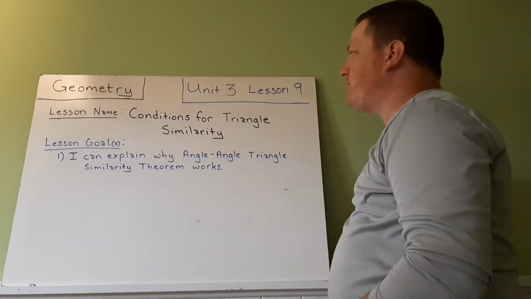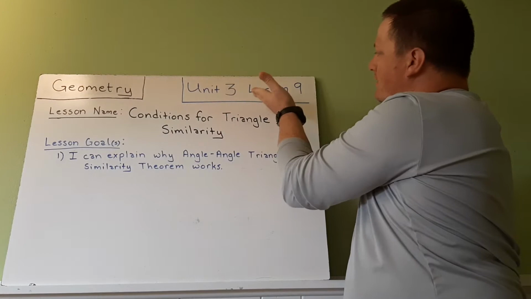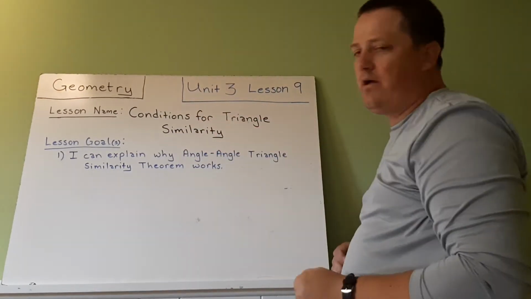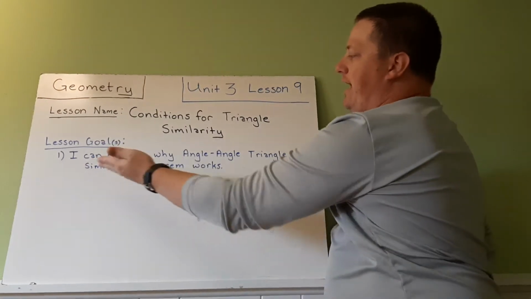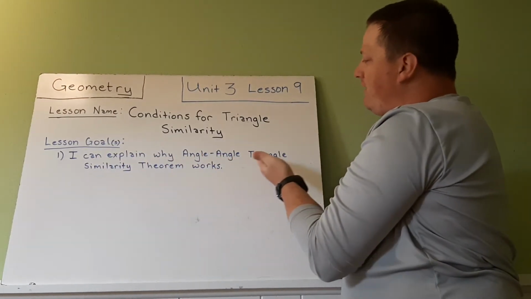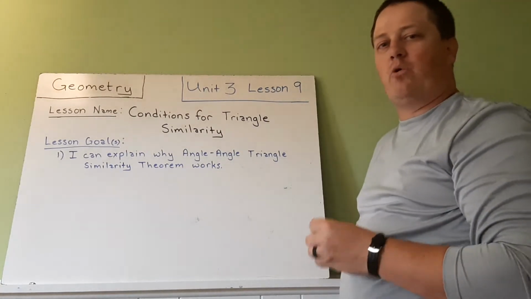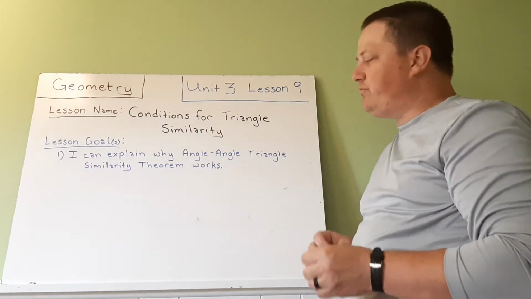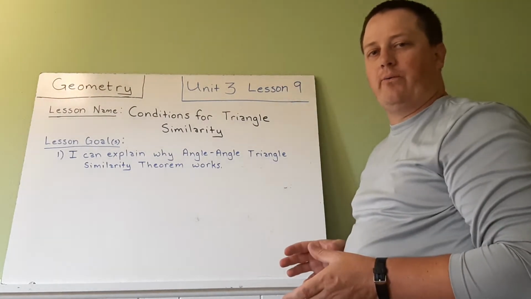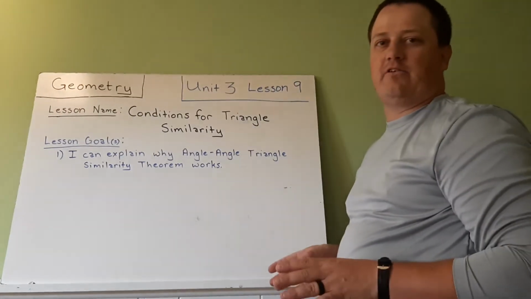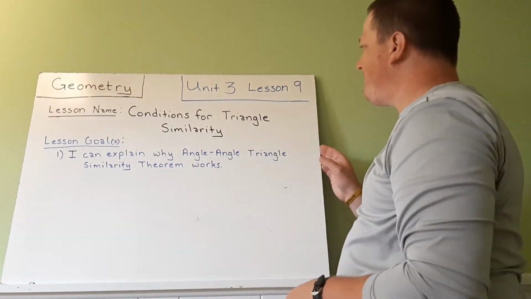All right, geometry students, let's look at Unit 3, Lesson 9, Conditions for Triangle Similarity. We have one goal here. I can explain why the angle-angle triangle similarity theorem works. So if we have corresponding angles, two sets of them, that are congruent in two similar triangles, then that guarantees that they're similar. We want to know why.